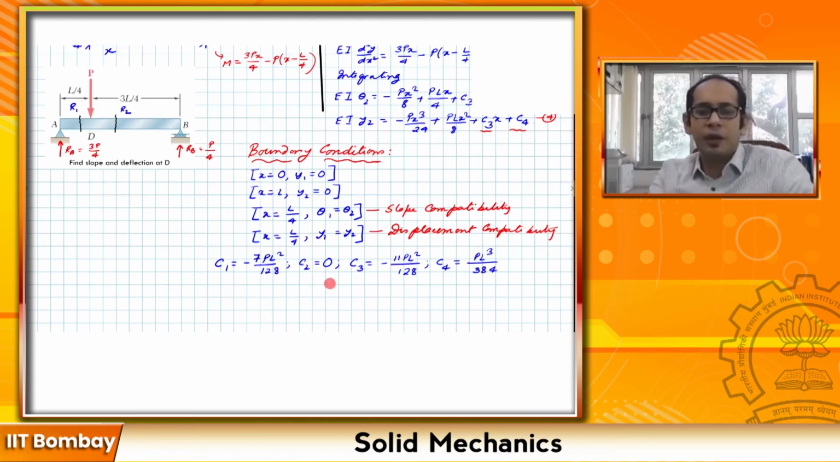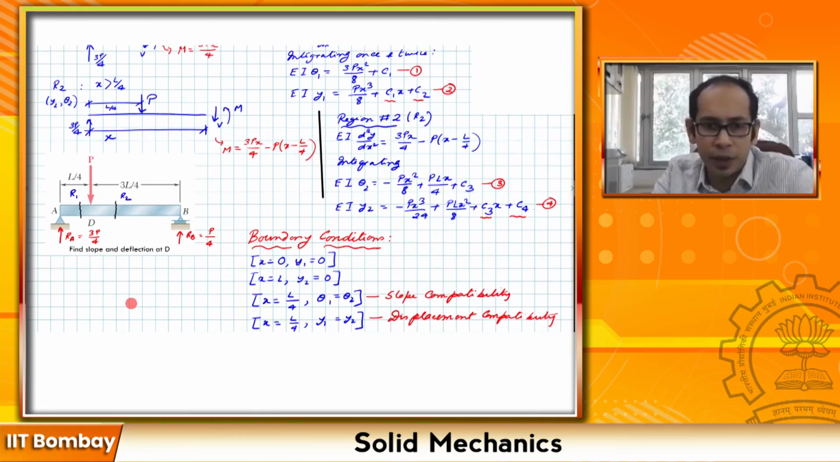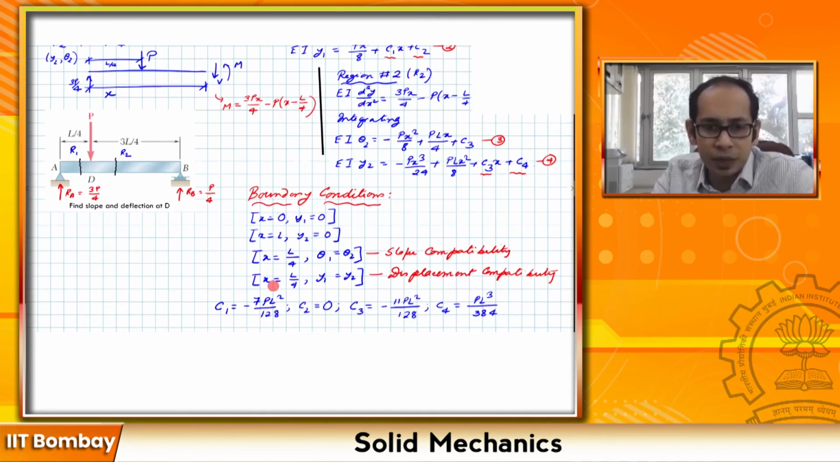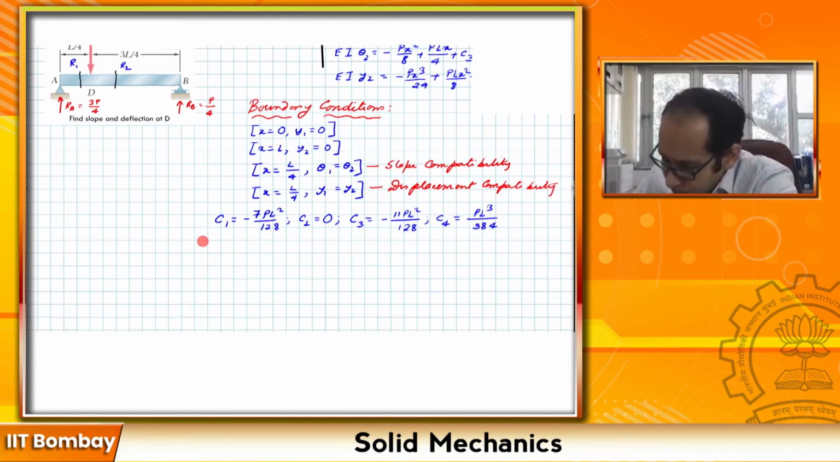Now that we have the 4 constants of integration, you can go ahead and plug in and essentially find the deflection and the slope anywhere. This problem asks you to find the slope and the deflection at the point D. If you substitute x equals L over 4 in any of the expressions that you have over here, what you will essentially get are these values.